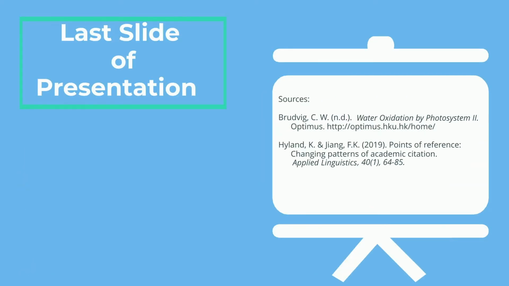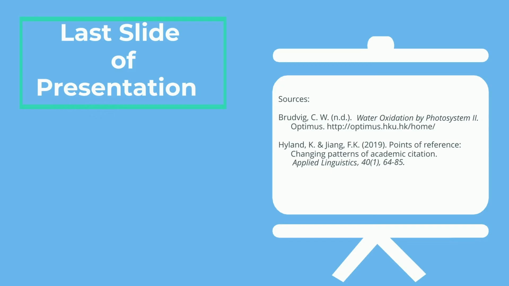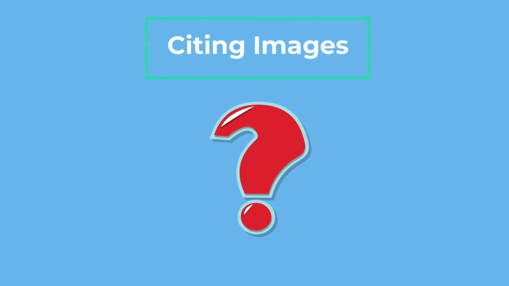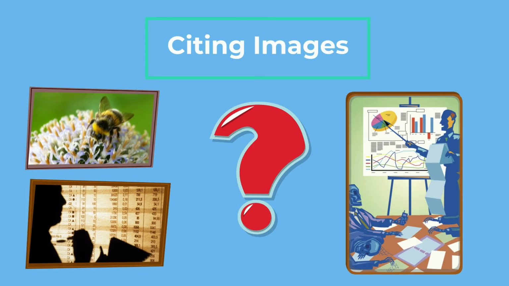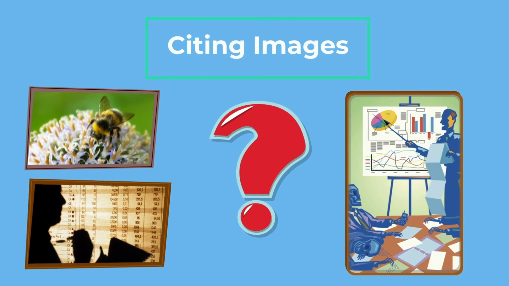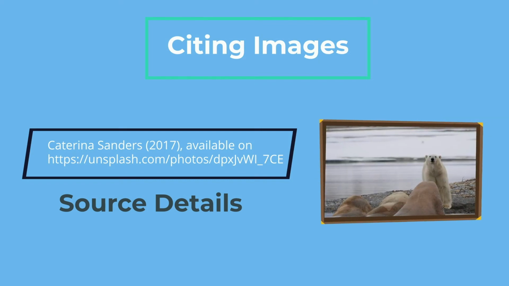Finally, on the last slide of the presentation, it is a good idea to provide full details of all the sources you have used. How about citing images such as photos, tables, and other graphics? Whether you are from the social sciences, natural sciences, or engineering, it's common practice to provide the source details of the images together with the image on the screen. However, you do not need to say these in your presentation.